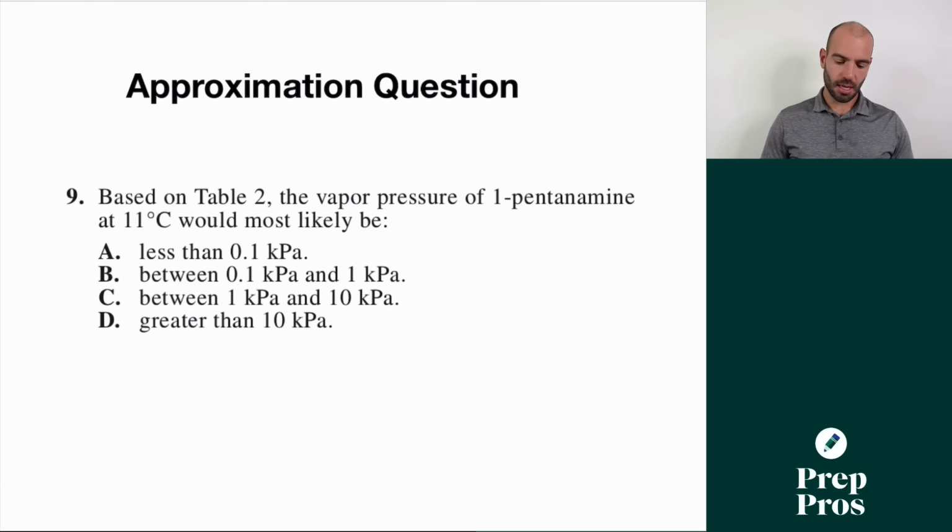And tip number 3 is whenever we see a question like this, which you'll probably see a couple times in your test, whenever we see the answer choice with this less than, between, greater than, it means we're looking at an approximation question.